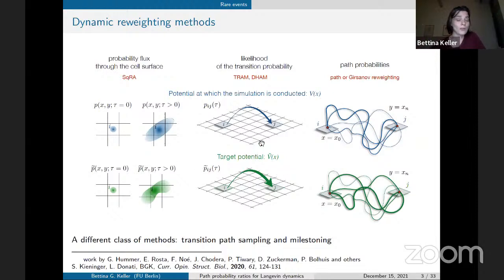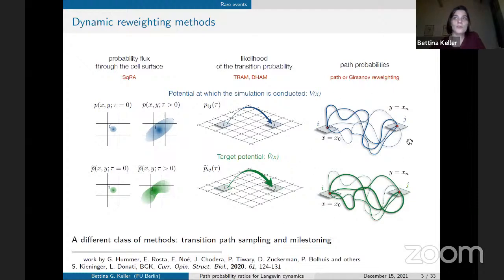And then there are other methods that try to reweight the overall transition probability from one state I to another state J. Reweight the Markov model, essentially, often based on likelihood functions. Trum and Dum are examples.